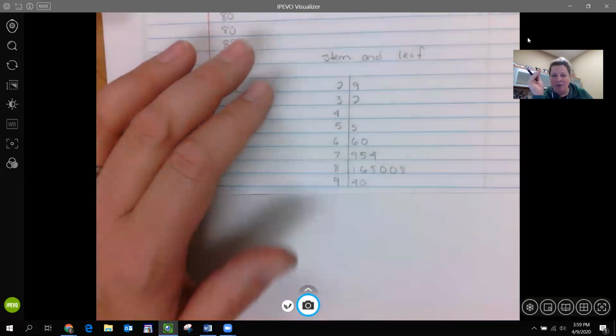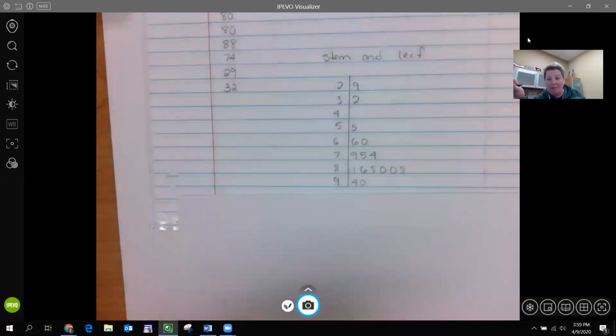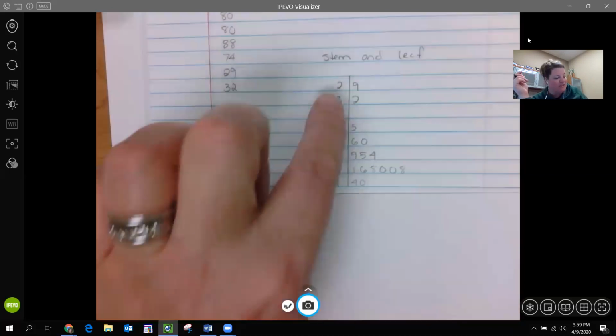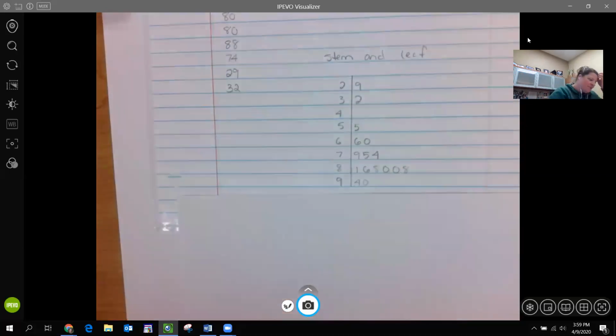So just be careful. If we give you a problem in stem and leaf form, make sure you write them down as 29, 32, not just 9, 2, right? That's not what they are. That represents 29. So that's our stem and leaf plot.